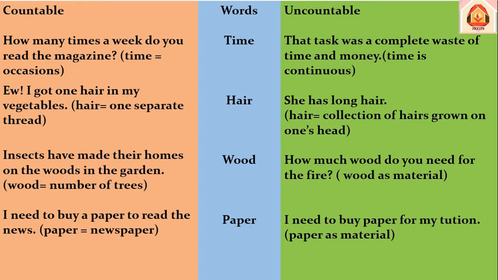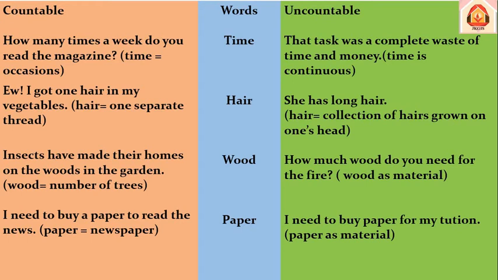Insects have made their homes in the woods in the garden. Wood here stands for a number of trees, and we can count the number of trees. How much wood do you need for the fire? Here it is a material. Here you need to know the quantity. When we go to the market to buy logs, we will not say give us one wood. We cannot count the number of woods here. So that's why here the wood is uncountable.